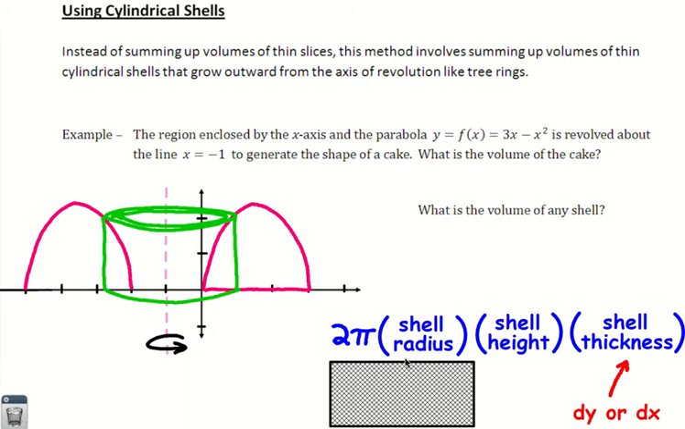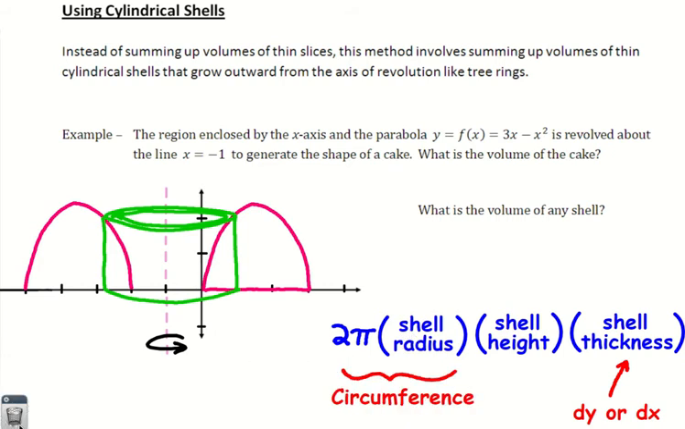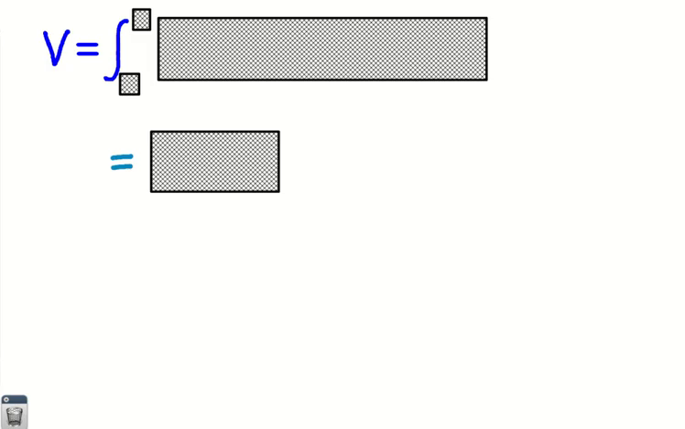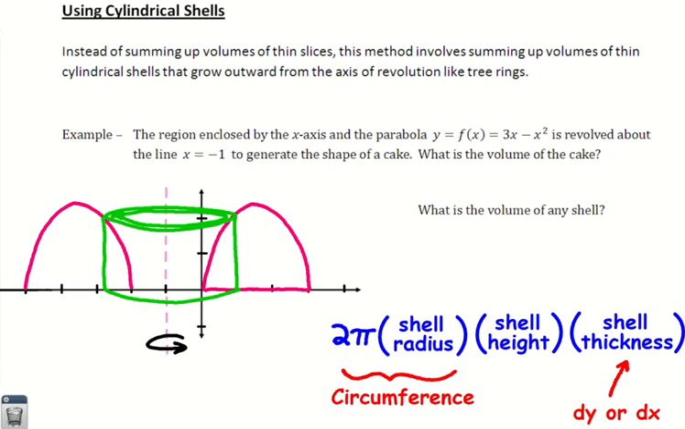And this 2 pi times r, 2 pi r. What does that remind you of? Circumference. But all of this in blue is essentially the volume of any shell. Okay? And so we're going to set up our integral where we integrate that.